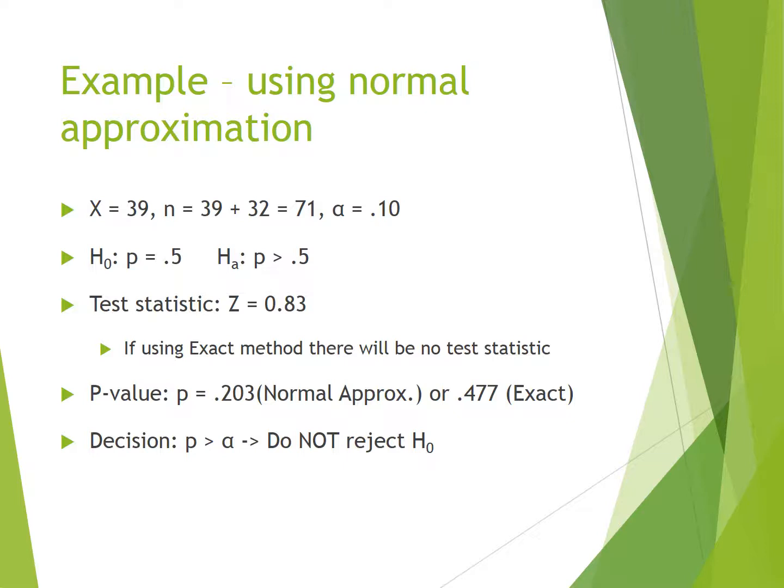If we're using the normal approximation, when we put those values in, we get z equals 0.83. When you use the exact method, there will be no test statistic. The p-value for the normal approximation is 0.203. For the exact method, it's 0.477. In either case, the decision is the same. The p-value is greater than the significance level of 0.10, so we do not reject the null hypothesis.